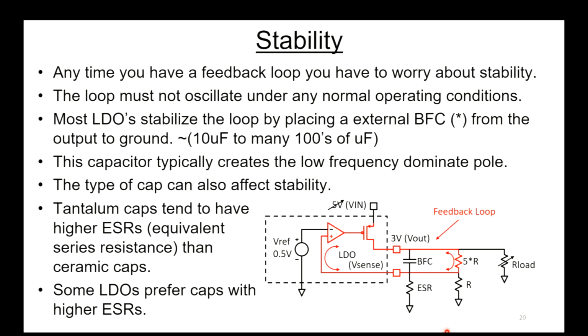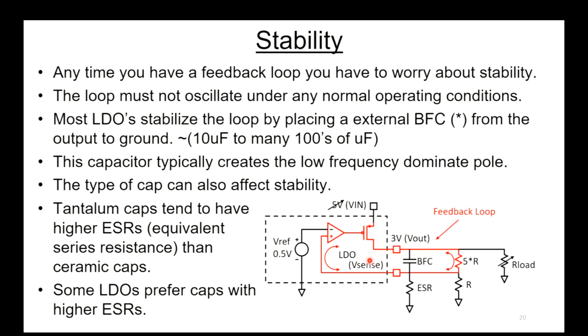Stability. As we said before, anytime you have a feedback loop, you have to worry about stability. The loop must not oscillate under any normal operating conditions. Most LDOs stabilize the loop by placing an external BFC. That stands for big fat capacitor from the output to ground. And we're talking something like 10 microfarads, maybe up to a couple hundred microfarads.